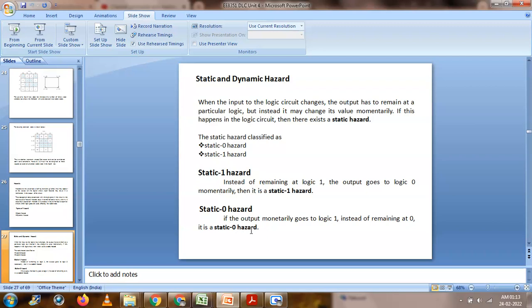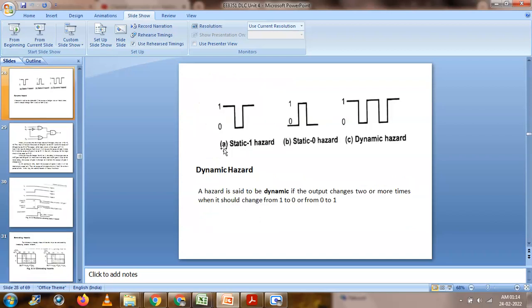Static zero hazard means the output momentarily goes to logic one instead of remaining at logic zero. It should stay at logic zero, but it momentarily changes to logic one. So that is called a static zero hazard. So this is static one hazard, static zero hazard.